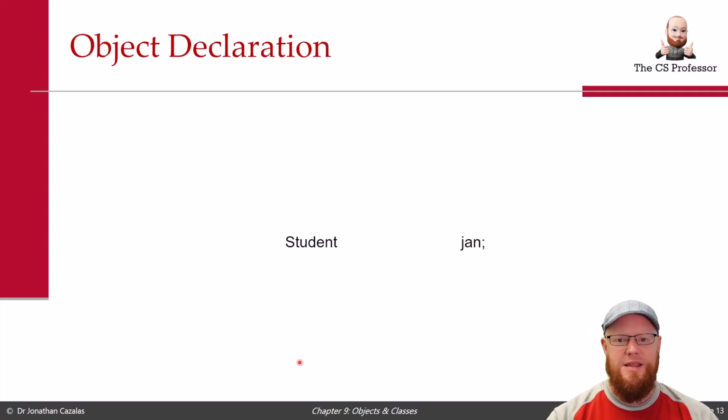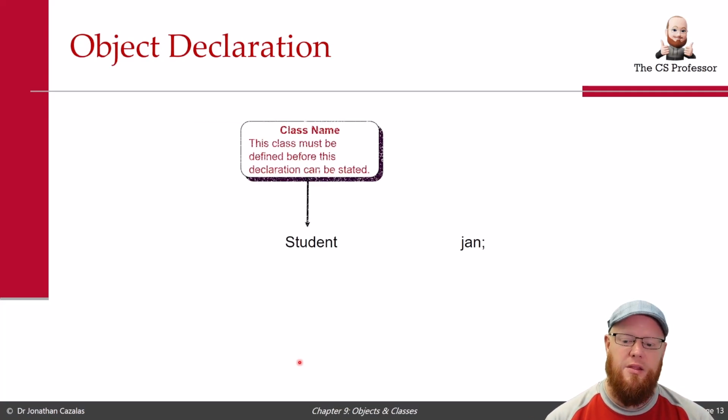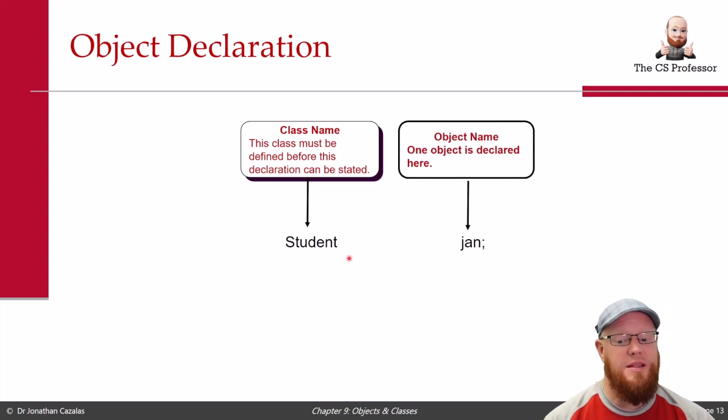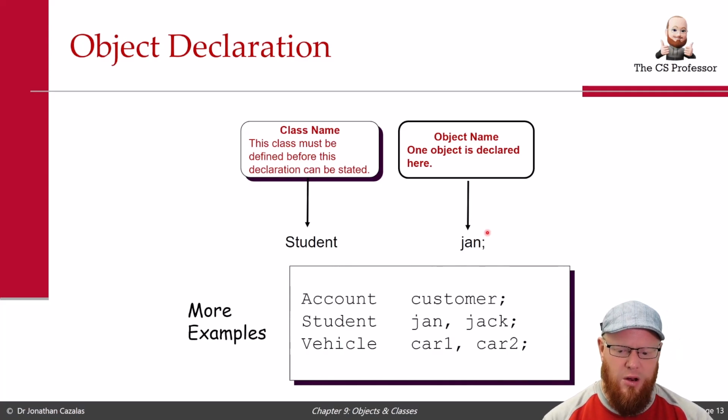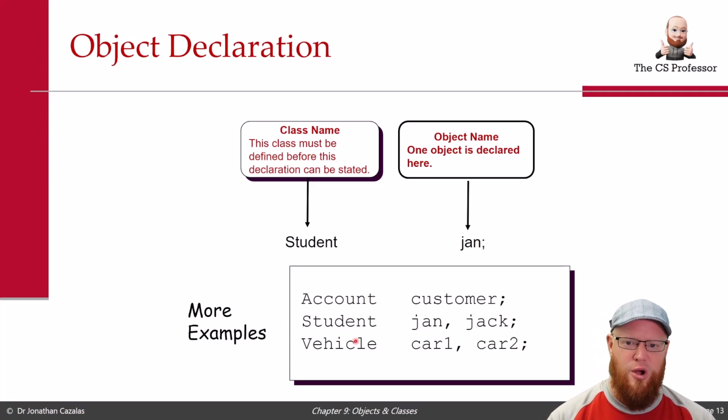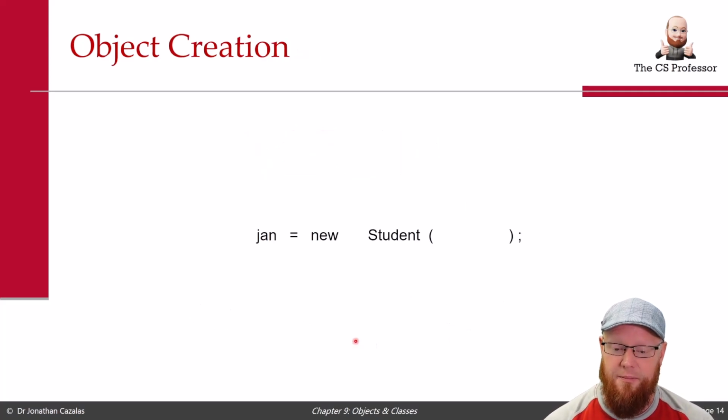So let's look at declaring objects and then creating those objects. Just like a regular data type, we need to first declare the variable that's being created. So here I'm creating a student variable called Jan. I need to put the data type, I need to say student Jan. That's the declaration. I could also say account customer, or vehicle car1, car2, right? These are just declarations, but no objects have been created yet.